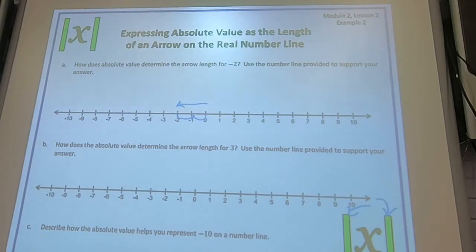So B, how does the absolute value determine the arrow length for 3? So I'm going to start at 0, go to 3. So this is 3 long. So it doesn't matter if it's positive or negative. It's going to be just the number. It's never going to have a negative answer. Describe how the absolute value helps you represent -10 on a number line. You know the absolute value of -10 is 10. So you know the magnitude of that line is going to be 10. So it's 10 units long.